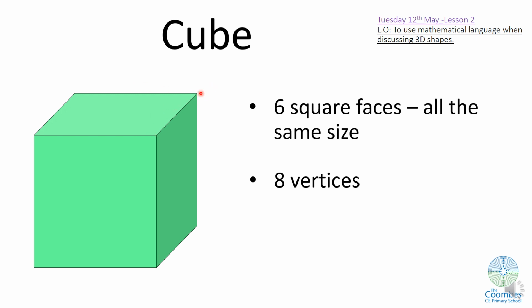So it has 1 here, 1, 2, 1, 2, 3, 4, 5, 6, 7, and 1 at the back that we can't see. Cubes also have 12 edges. So the square faces come together to make the edge, and a cube has 12 of them.